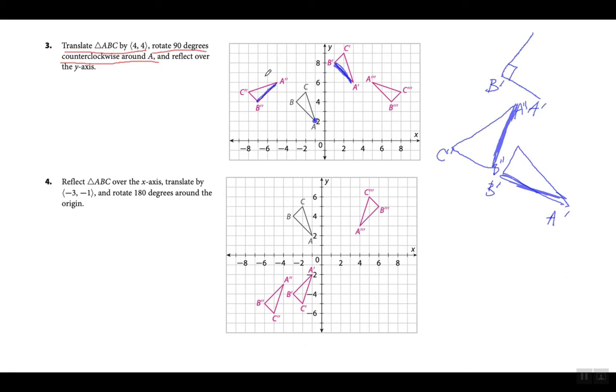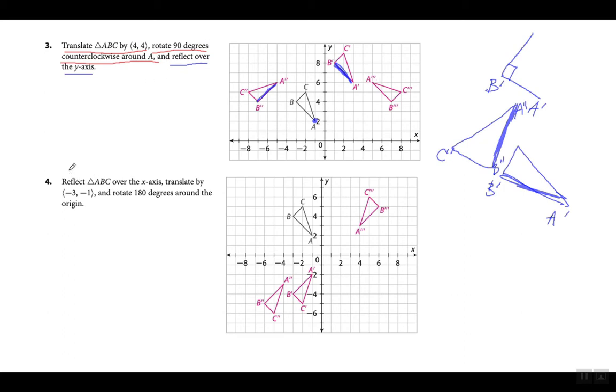to answer the question. And then our third and last transformation, they want you to reflect it over the y-axis. So if we're here, a reflection over the y-axis would give you this triangle over here. All the points are the same distance away from the y-axis, just on the other side.